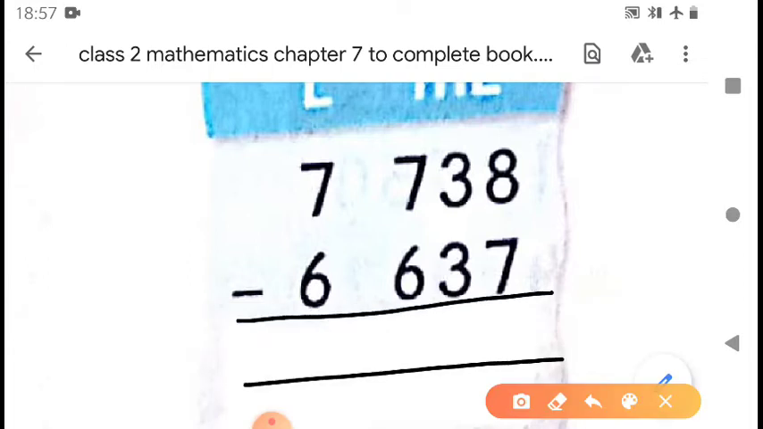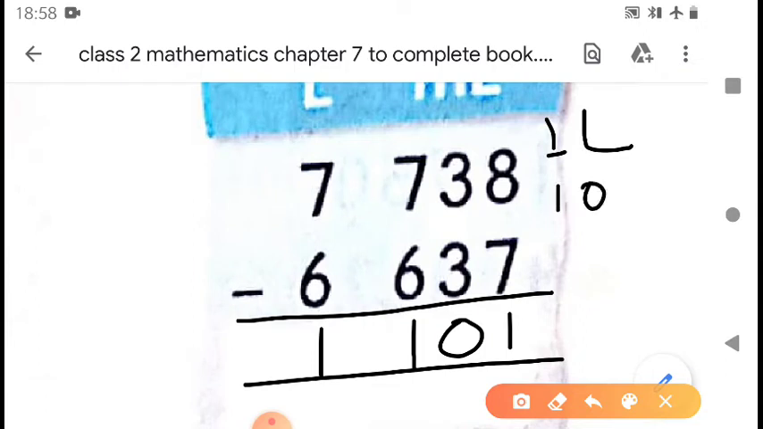Subtracting the milliliters first. 8 minus 7 is 1. 3 minus 3 is 0. 7 minus 6 is 1. And 7 minus 6 is again 1. So 7 liter 738 milliliter minus 6 liter 637 milliliter is equal to 1 liter 101 milliliter.